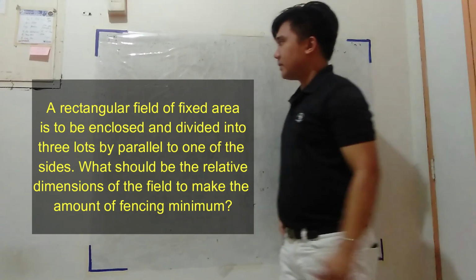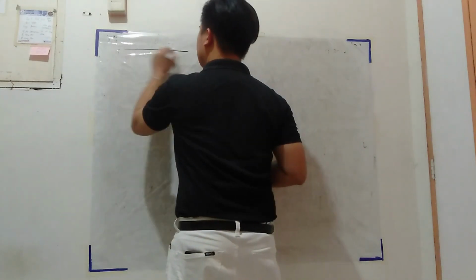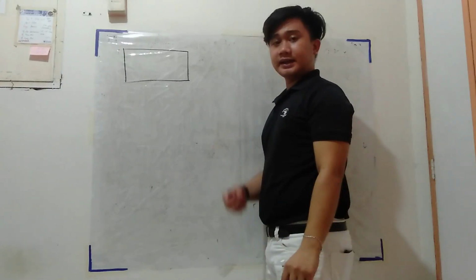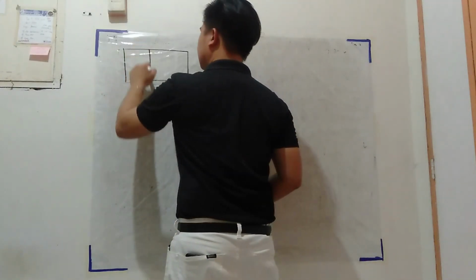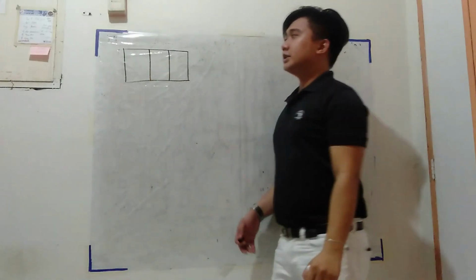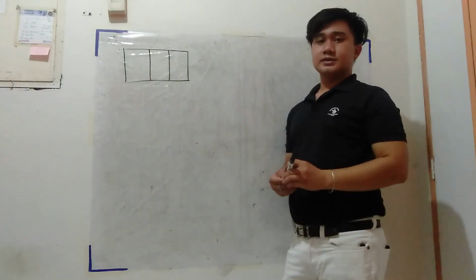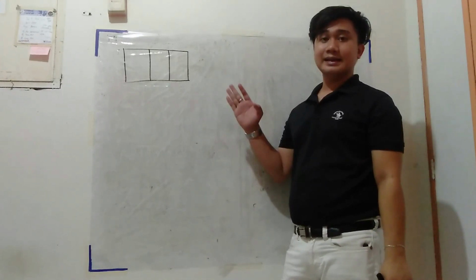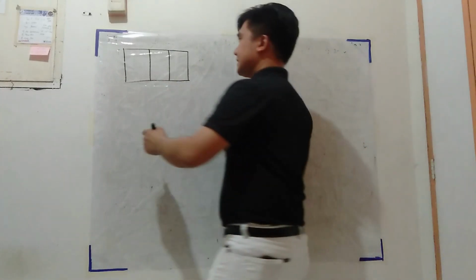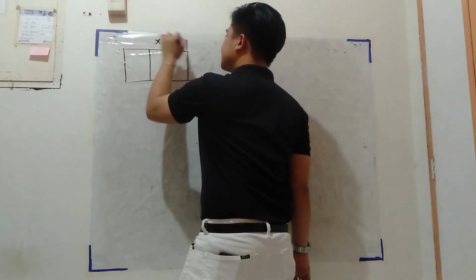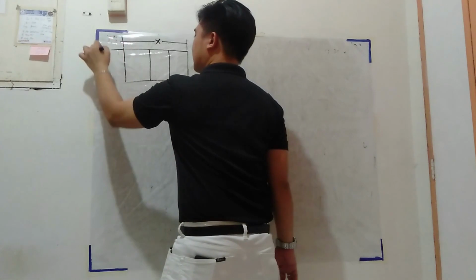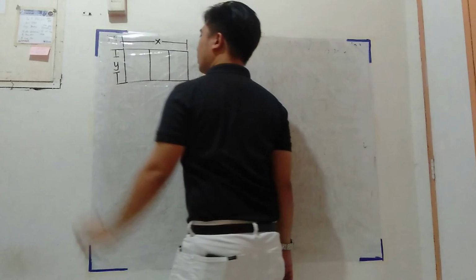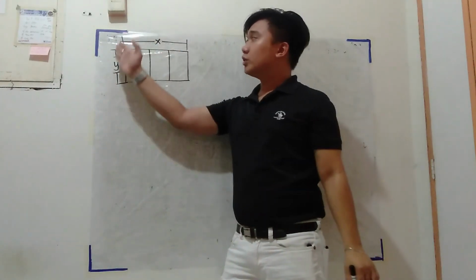So, for example, magbebenta tayo ng lupa. At yung lote natin na yan ay hahatiin natin sa 3 lote. Okay? Ano daw dapat yung dimensions natin so that yung magagastos natin kapag binakuran natin yung 3 lote na yan ay minimum. So, let's say, ang length natin ay x at ang width natin or lapad ay y. Okay? Yan ay ng buong lote.